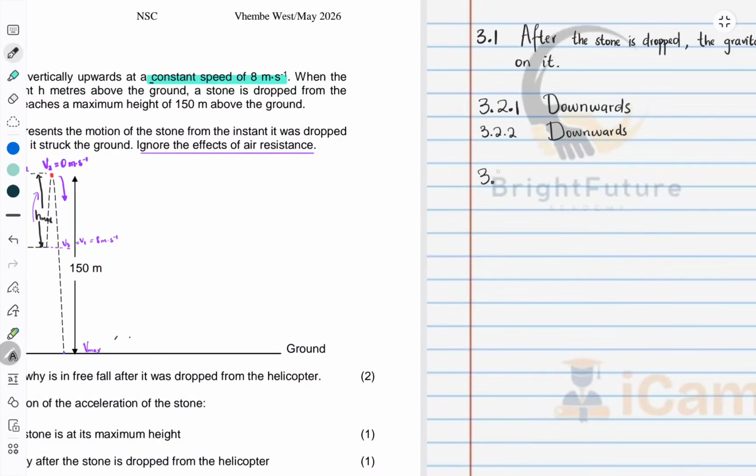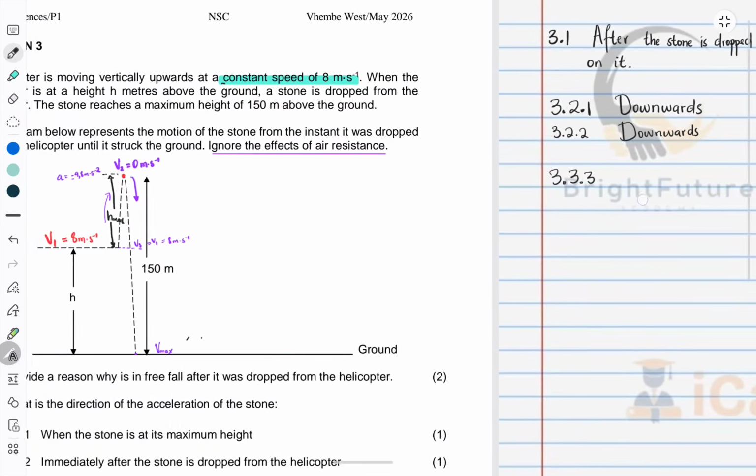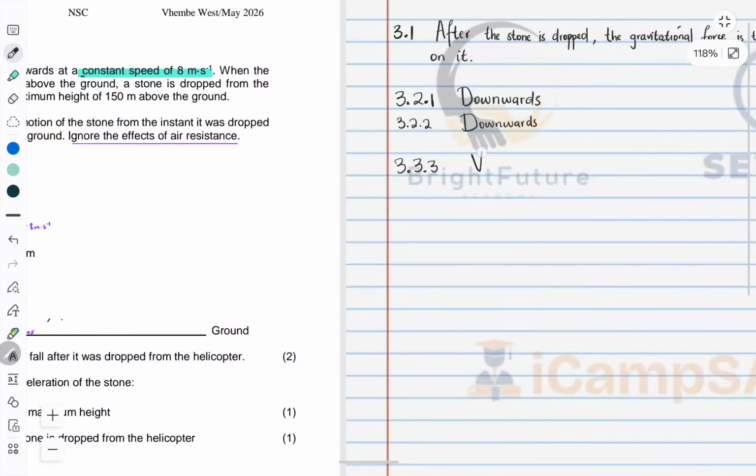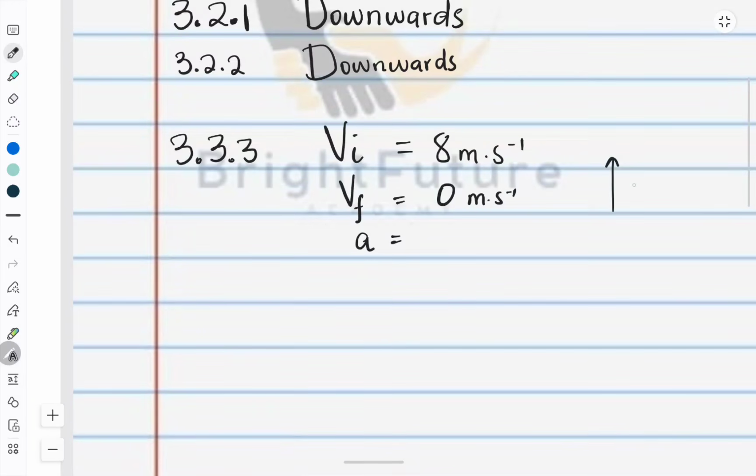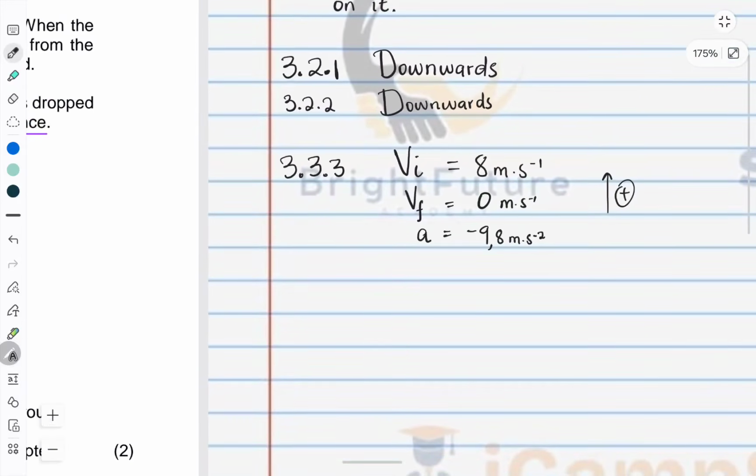3.3, what is it? We have the initial velocity. Our VI is 8 meters per second. We have the final velocity at the maximum height. Our VF is 0 meters per second. And of course, we have our acceleration. Since I choose up as positive, this is minus 9.8, because acceleration always acts downwards.